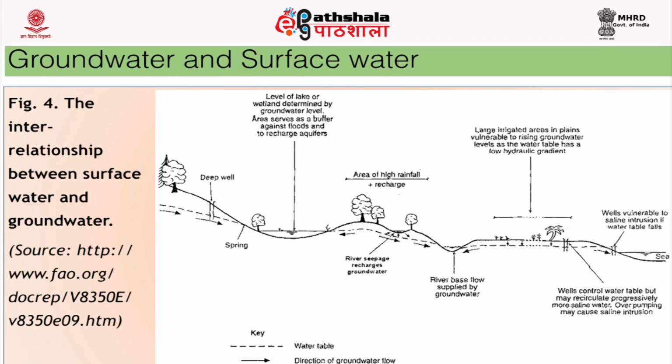And if you look at the right side of the figure, there you can see the sea, water table and land surface, all the interfaces. And there are two wells you can see there. These wells are vulnerable to saline water intrusion. For example, if we pump excess, then the water table will decrease, and in the confined zone seawater can intrude into the land part. So in that way it will affect the groundwater quality.